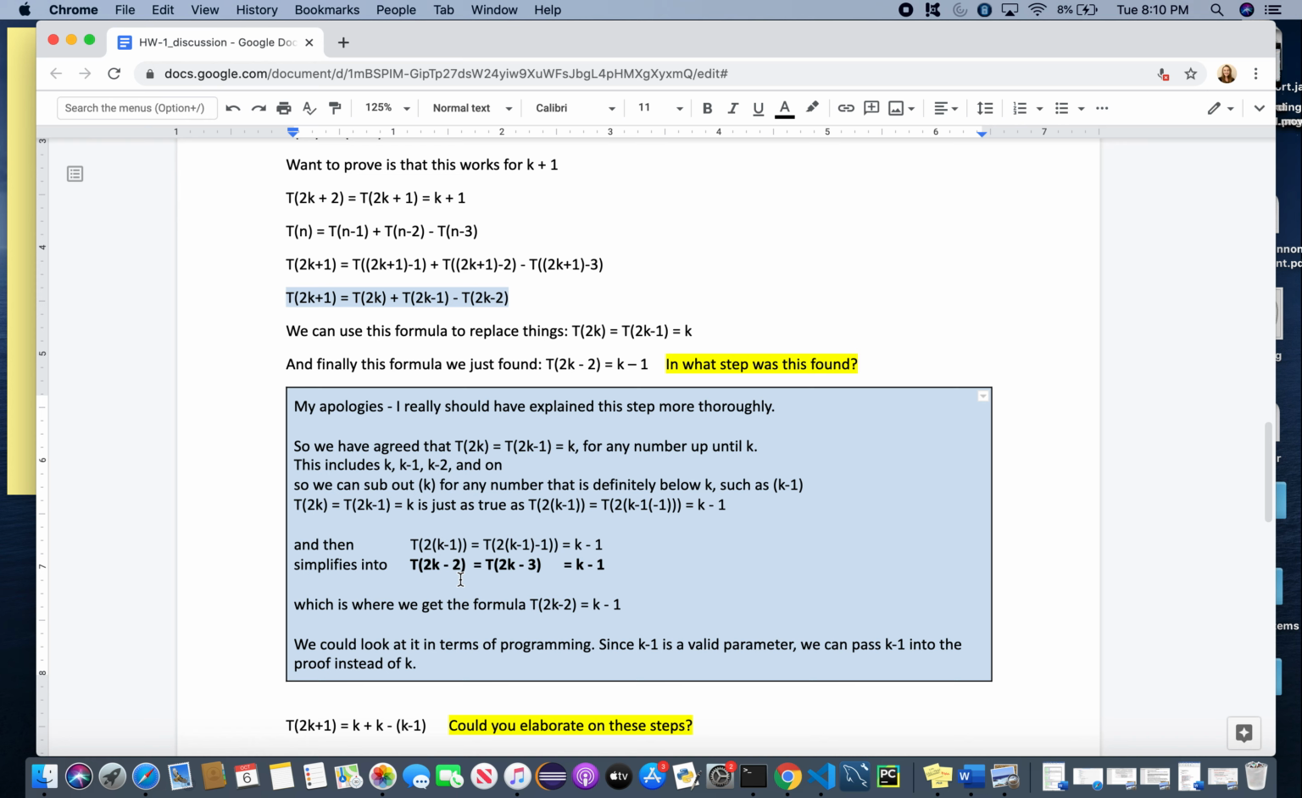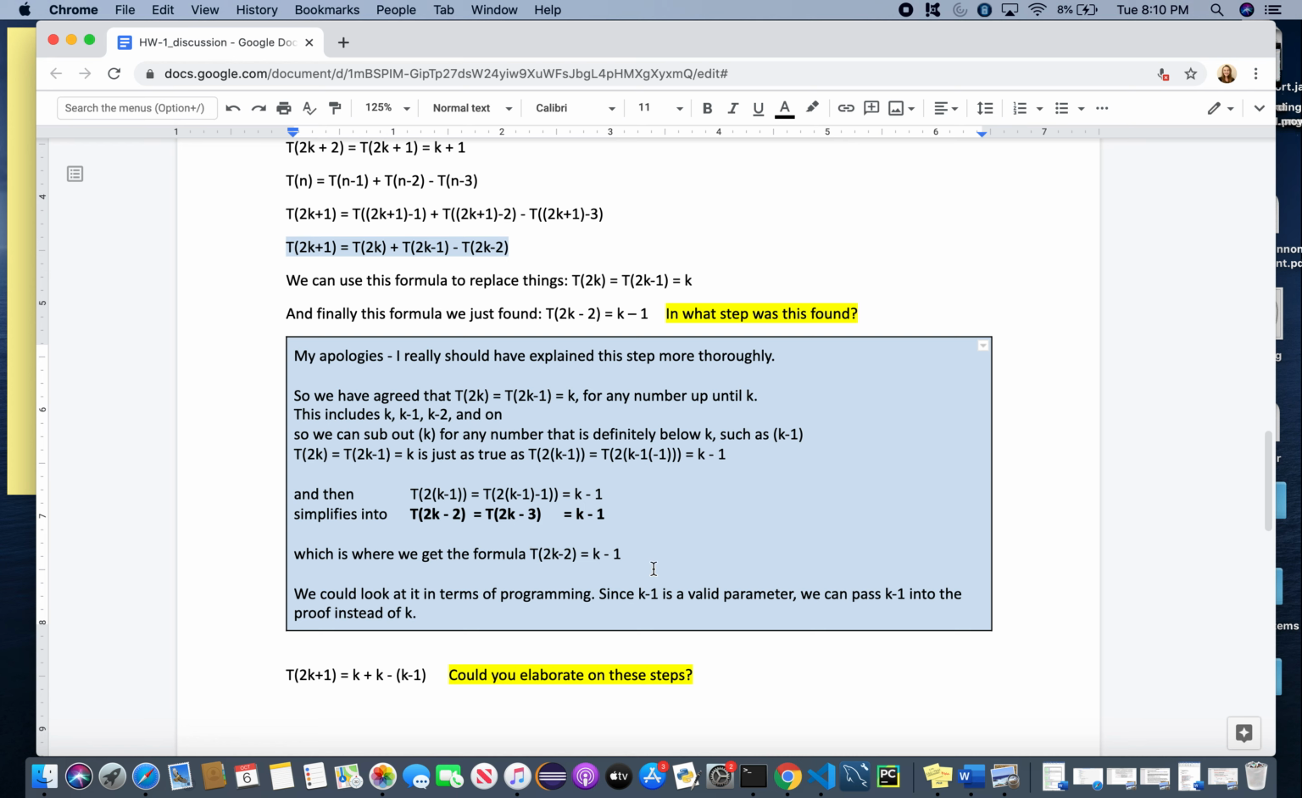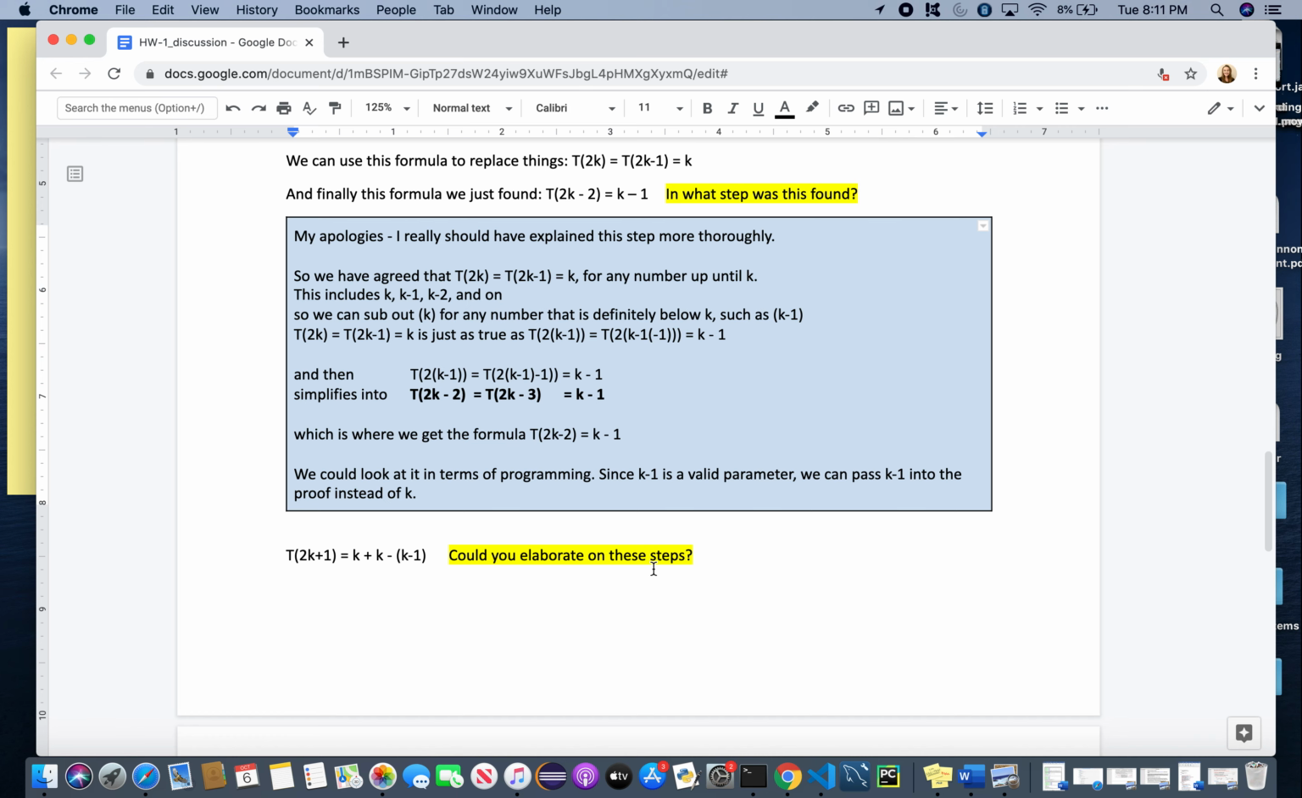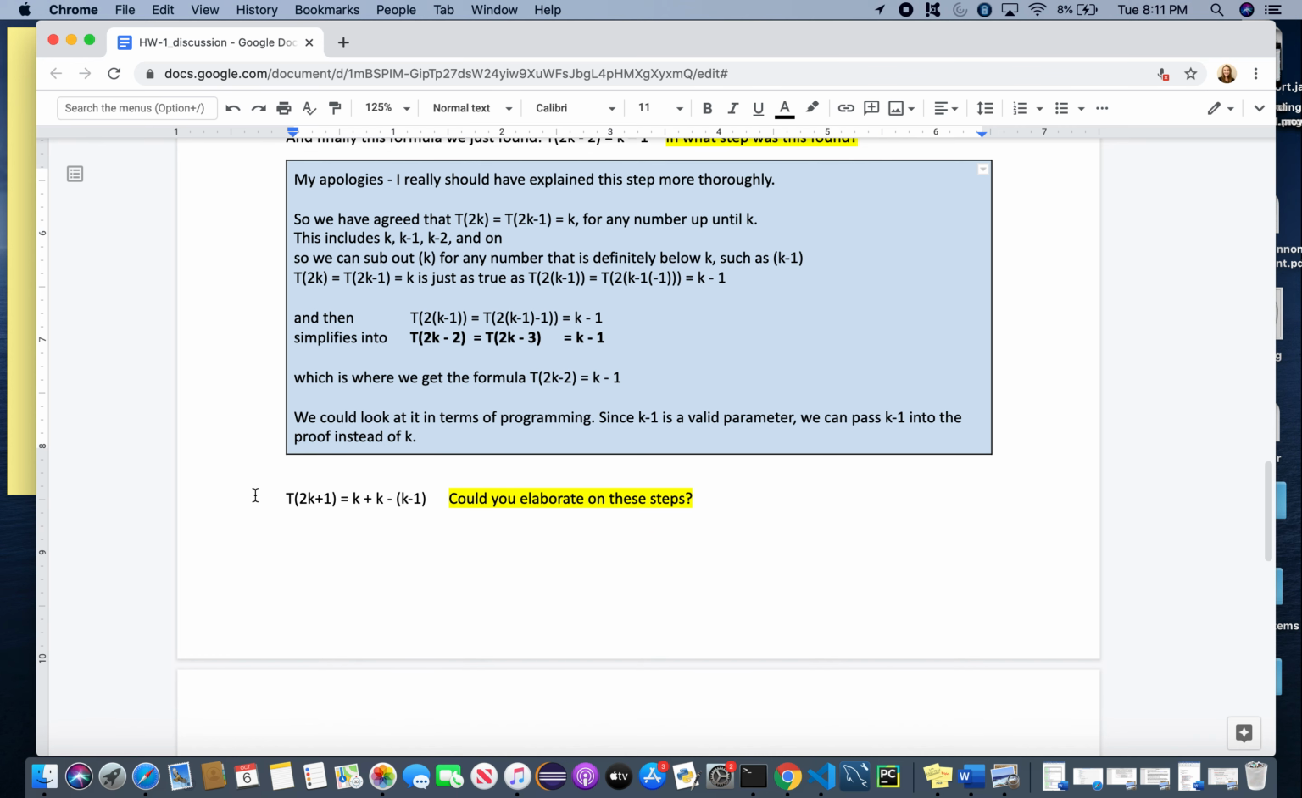And notice that it is T(2k-2), which equals k minus 1, and we have that. Okay. Any questions on any of this, please let me know, and I will gladly explain. And then this was another good question, to just elaborate on the steps.